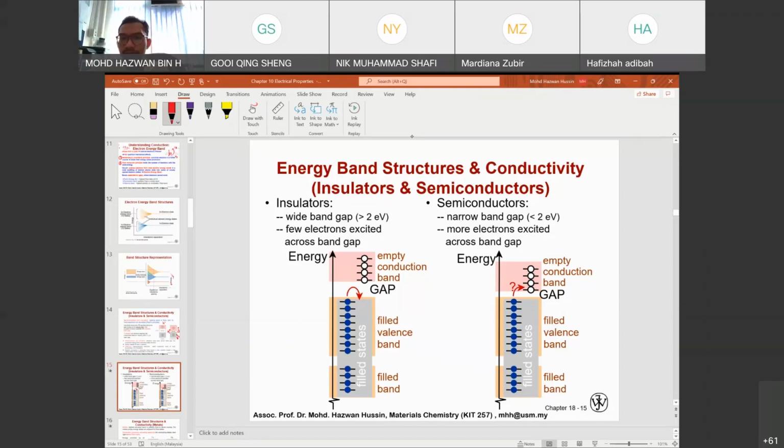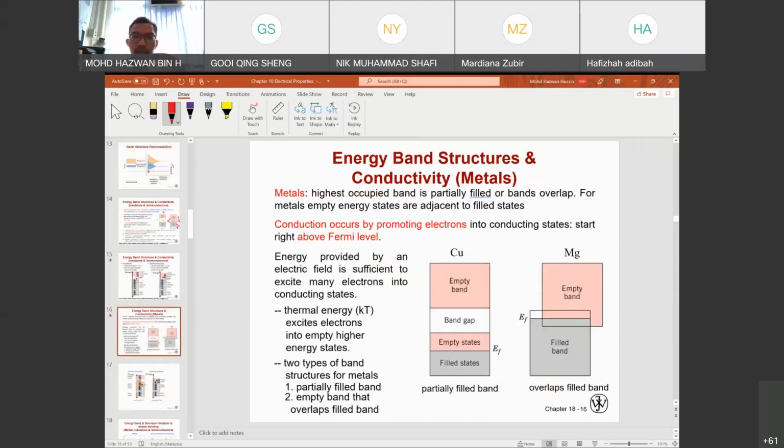Meanwhile, for semiconductors, it has a very narrow band gap, for example, the gap energy is less than 2 eV. So the electron can easily be excited across the band gap. Electrons from the valence band can cross the band gap and go into the empty conduction band, and later it will leave a hole.